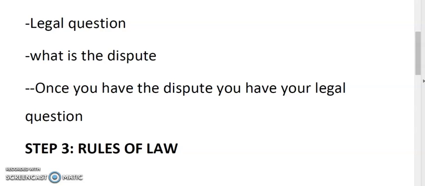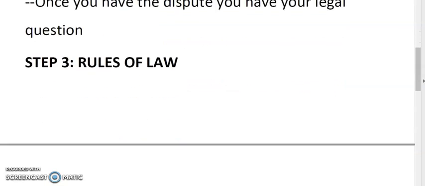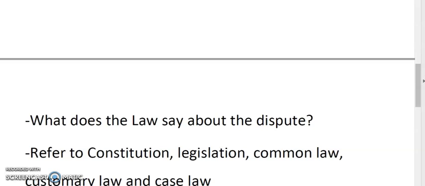You understand? The rules of law. Now you're talking about the rules of law. You're like, okay, what does the law say about this dispute actually? We have rules and regulations. So what does the Constitution say about this dispute? What does the legislation say about this dispute?